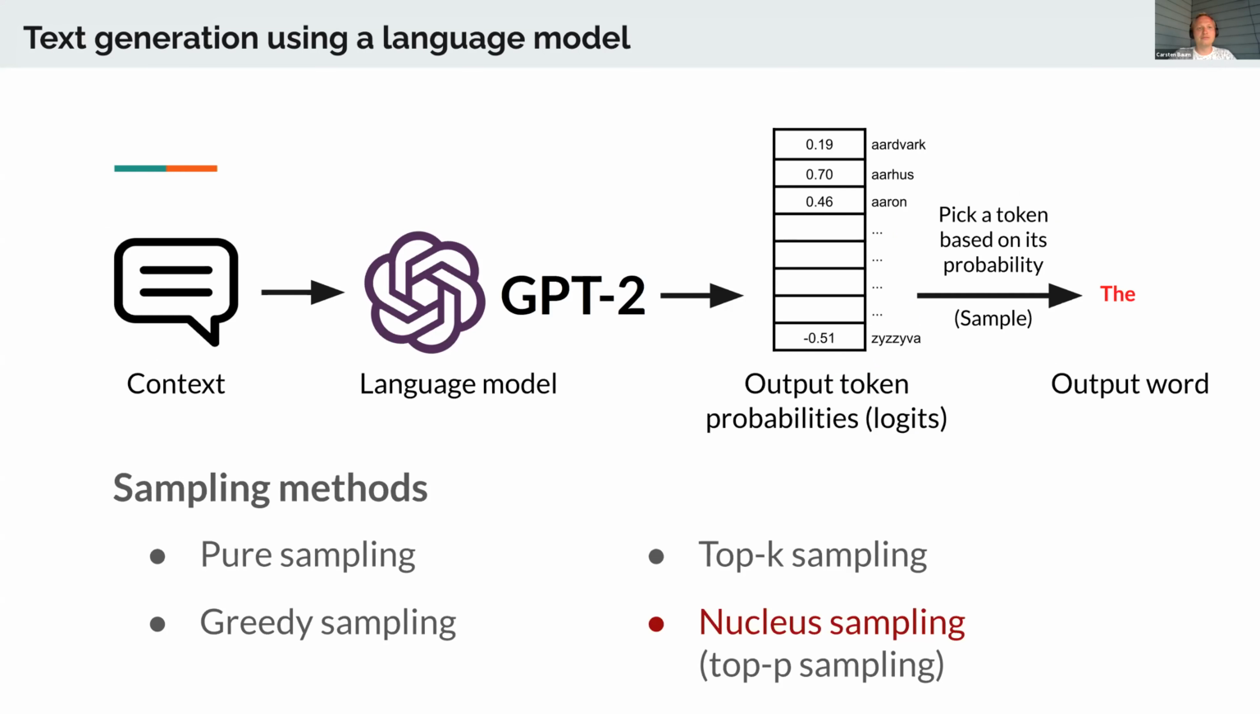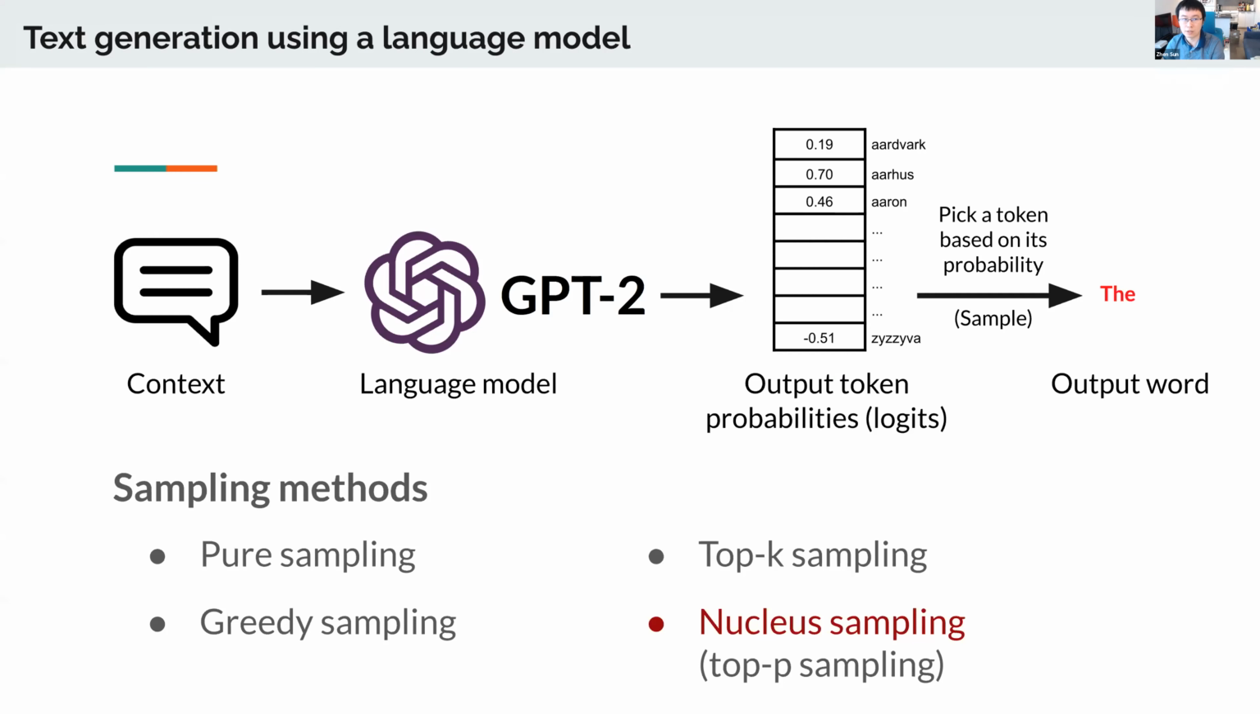Here's a graph that shows how the language model-based text generation works. The language model takes the user's context as input and outputs a probability list of all tokens in the dictionary. Then the language generation app picks a token based on its probability. We call it sampling.